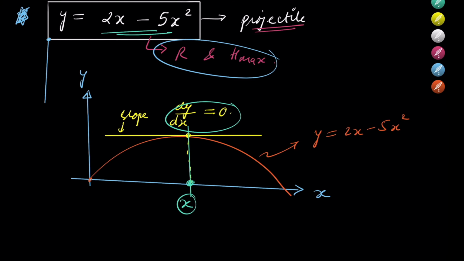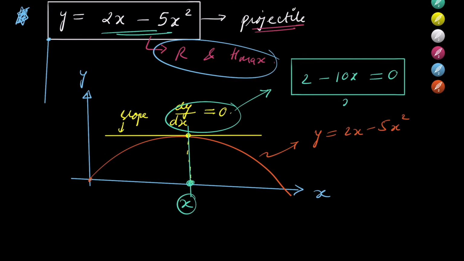Okay, so differentiating, dy by dx will become how much? 2 minus 10x equals 0. 2 minus 10x equals 0. x equals how much? 1 by 5 meter. So we got x equals 1 by 5 meter.